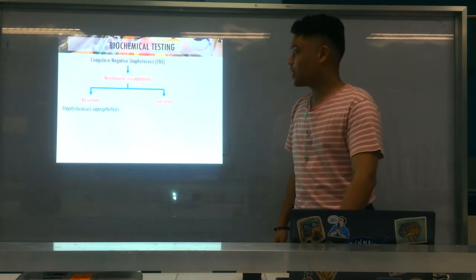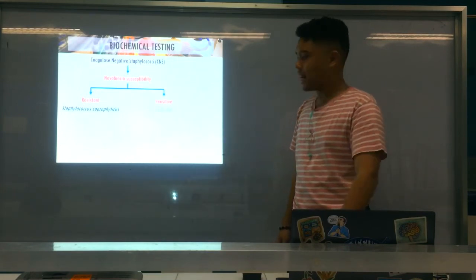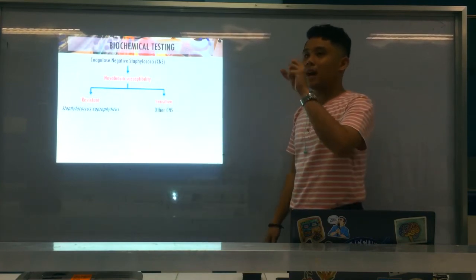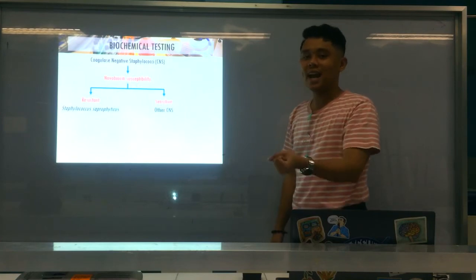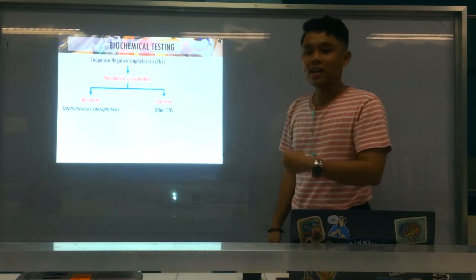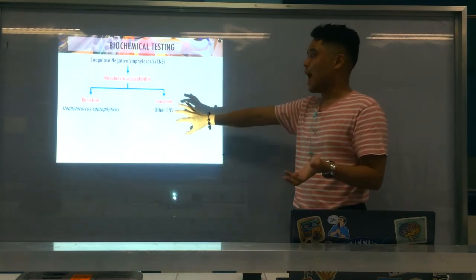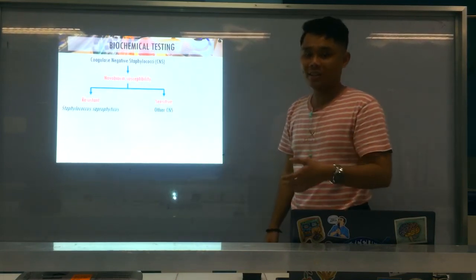And if it's sensitive, you now perform again the next test, which could be other CNS. Again, once you see coagulase-negative staph, you now perform novobiocin. If it's resistant, then that's Staphylococcus saprophyticus. And if it's sensitive, it could be the other CNS.